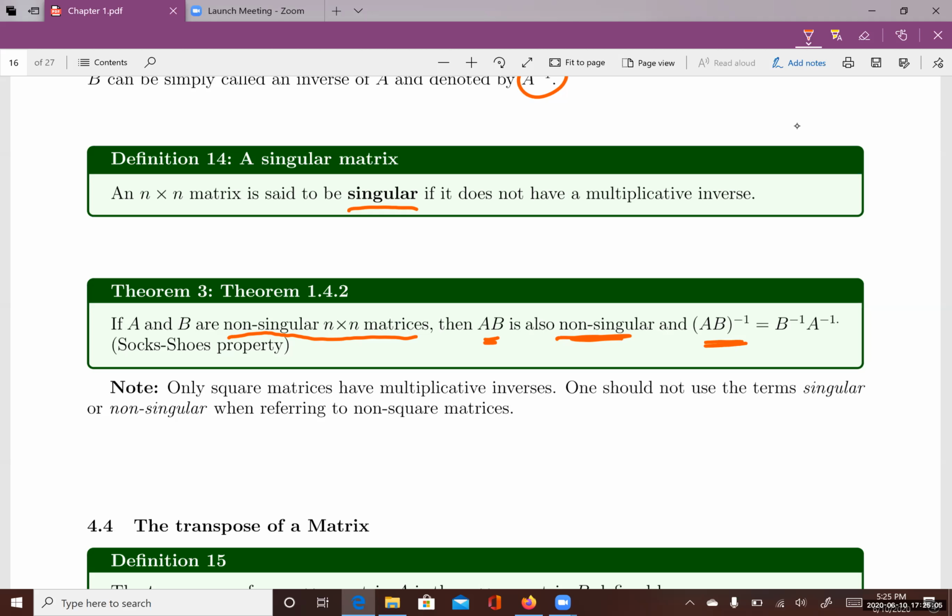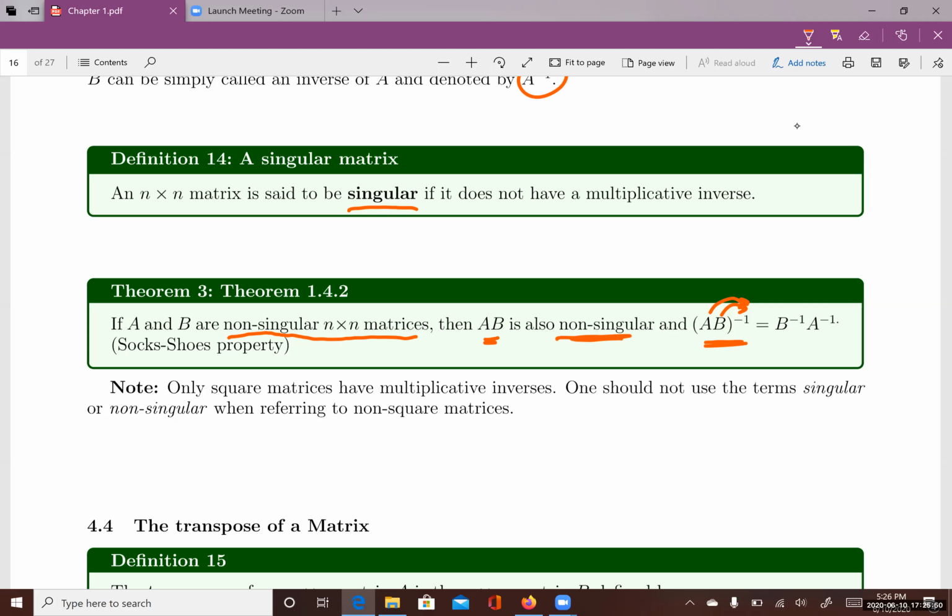And the inverse of the product, (A times B) to the -1, equals B inverse times A inverse. Since matrix multiplication is non-commutative, B inverse times A inverse is different from A inverse times B inverse. So keep in mind that to find the inverse of A times B, you have to take the inverse of B times the inverse of A. This theorem is called the socks-shoes property.